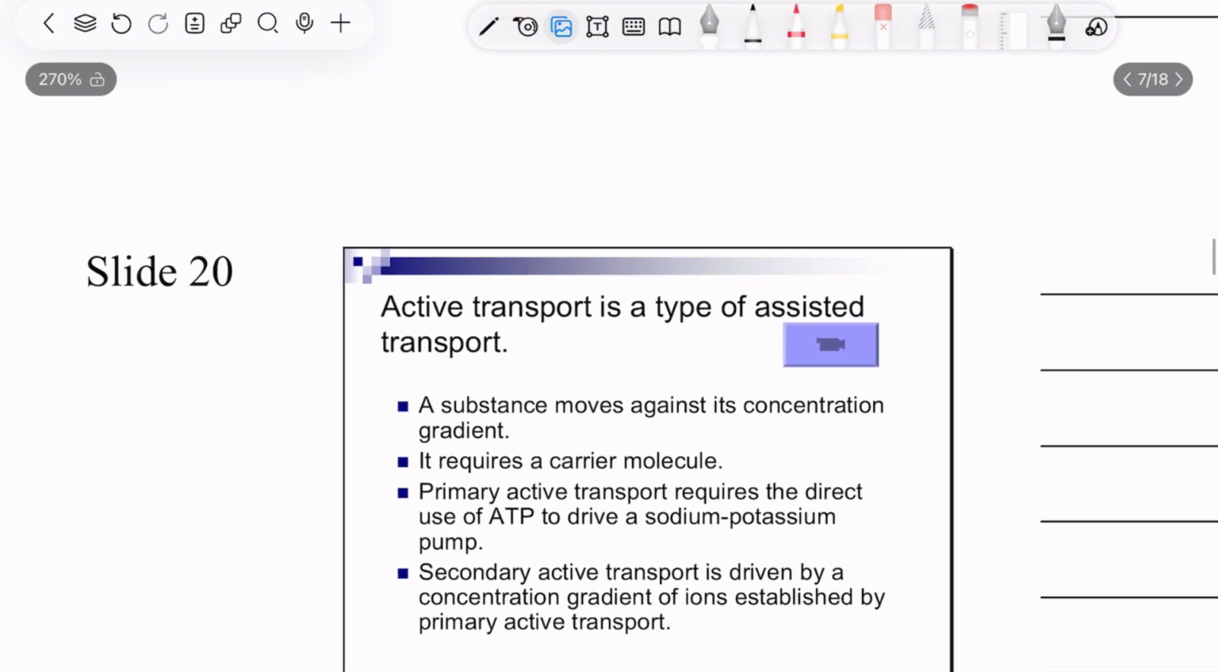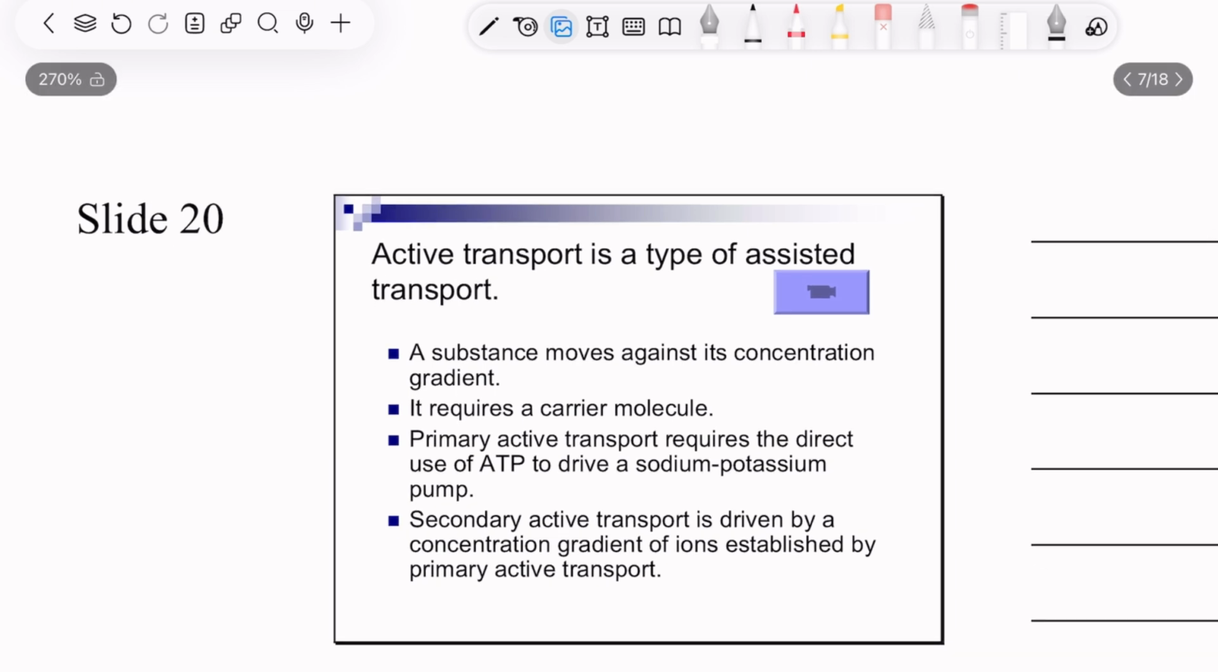Okay. Active transport is a type of assisted transport. A substance moves against its own gradient, and it requires a carrier molecule. So it's basically saying that a substance moves against its own gradient, meaning it goes from a low concentration to a high concentration. And this process requires ATP because it's moving against its own gradient. It's like moving uphill, and it uses a carrier molecule, which helps the substance pass through the membrane.